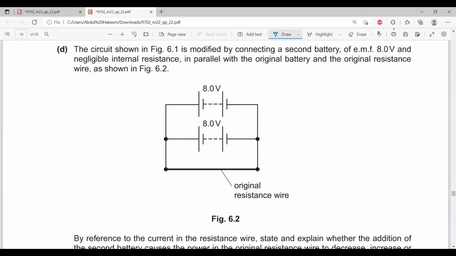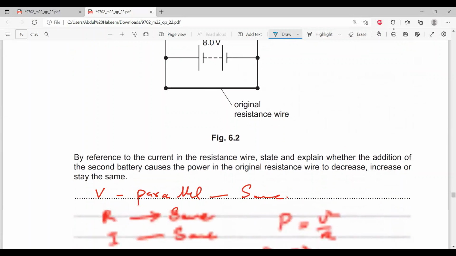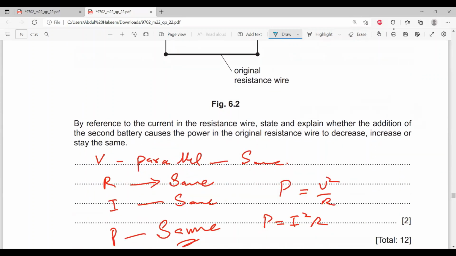Now, two batteries are connected. The circuit shown in the figure is modified by connecting a second battery of 8 volt, negligible internal resistance, in parallel with the original battery and the original resistance wire, as shown. By reference to the current in the resistance wire, state and explain whether the addition of the second battery caused the power in the original resistance wire to decrease, increase or stay the same.